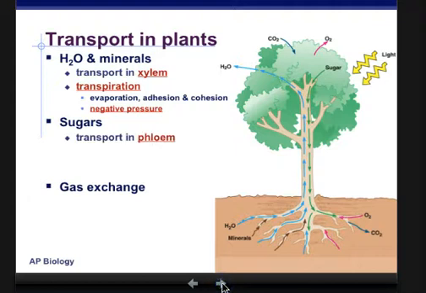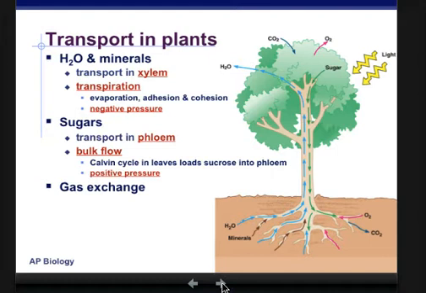So sugars are transported in the phloem, okay? The Calvin cycle loads the sucrose into the phloem so that the plants can use those sugars. The sugars can go up or down as they're needed, but primarily they go down. And this is a different kind of pressure. It's a hydrostatic pressure called positive pressure that's created by the movement of the sugars in the phloem. That's what the bulk flow causes.